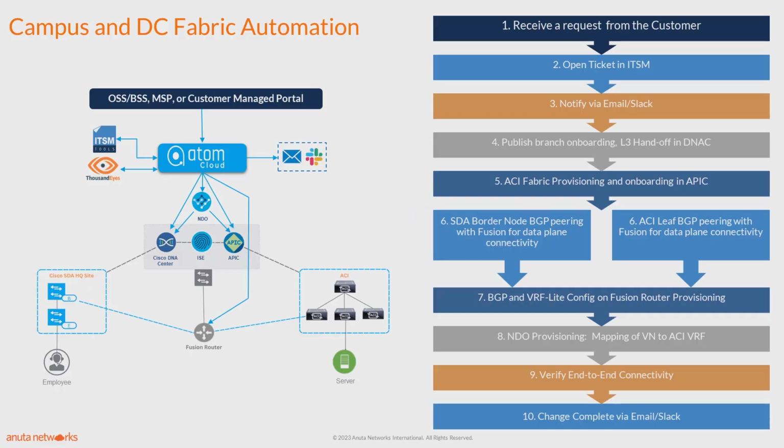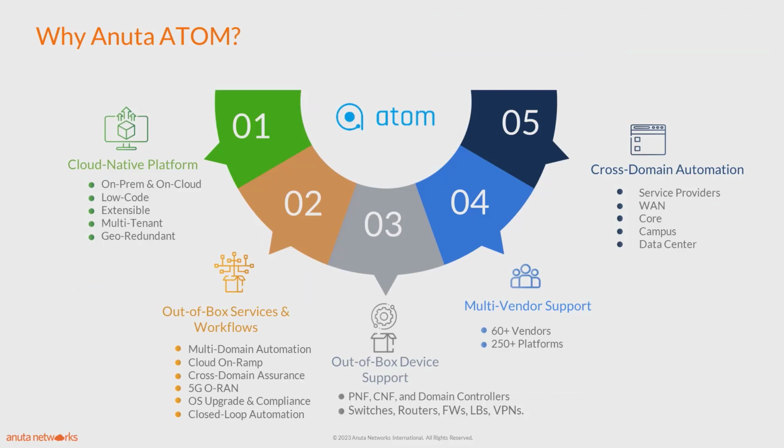In this demo, we have seen how Atom simplified the complex integration of SD Access LAN with Data Center Fabric by seamlessly integrating with ServiceNow, Cisco DNA Center, Cisco APIC Controller, and Cisco Nexus Dashboard, thus ensuring reliability, consistency, reduced time to delivery, and improving customer satisfaction. In summary, Atom is a powerful cross-domain automation platform that delivers end-to-end automation for multi-vendor, multi-domain networks. It has significant out-of-box support and the flexibility to deploy on-prem or on cloud.